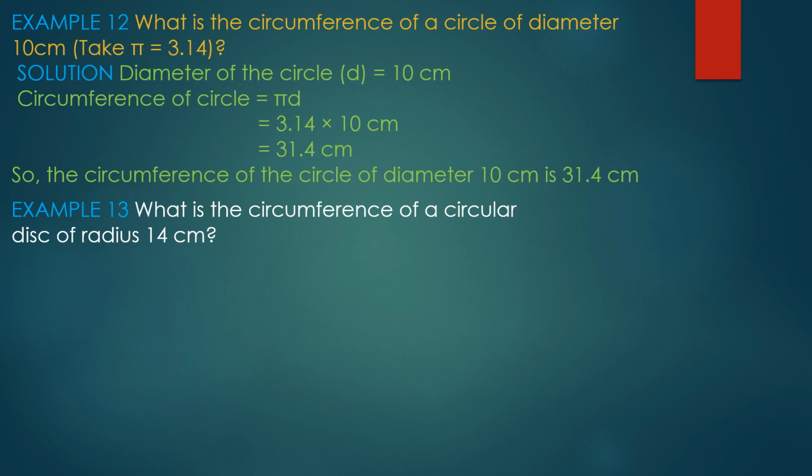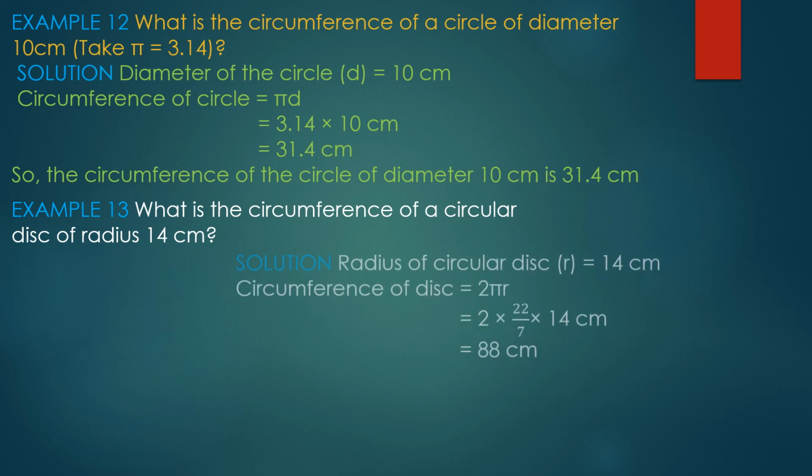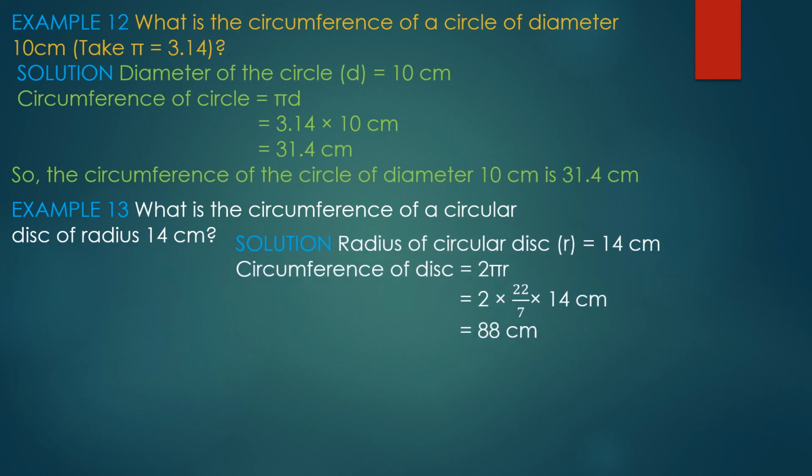Example 13. What is the circumference of a circular disc of radius 14 centimeter? The radius is given as 14 centimeter. Therefore, circumference of the disc is equal to 2 pi r, which is equal to 2 into 22 by 7 into 14, and we get it as 88 centimeter.